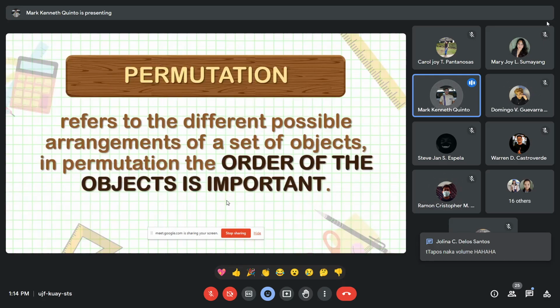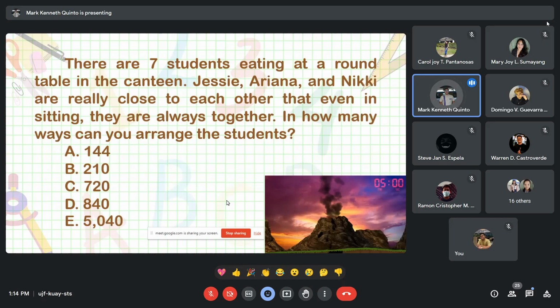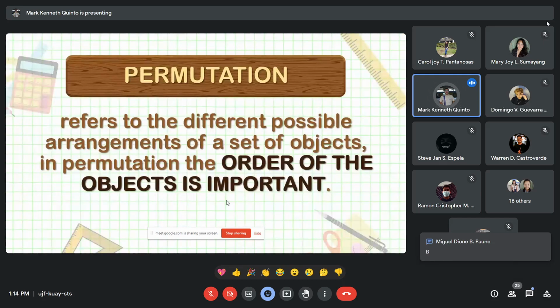So later on, we will answer that question. All of you will be enlightened on how to solve this problem. And since all of you have different responses, we will see which of you got the correct answer. Let's have first the definition of a permutation. Let's proceed now to our formal discussion.